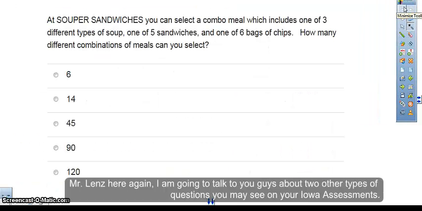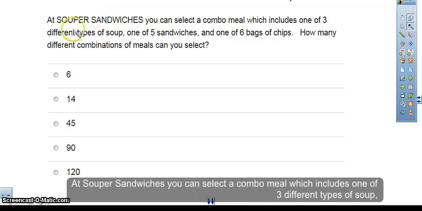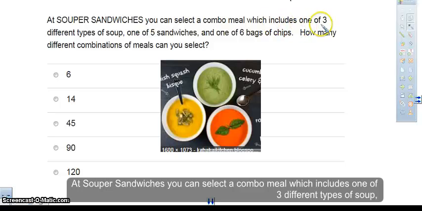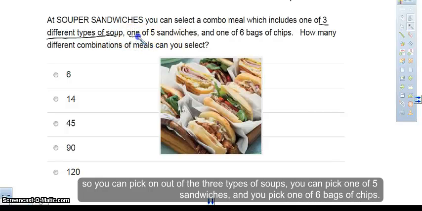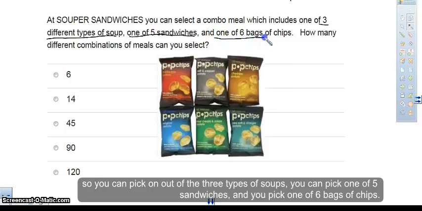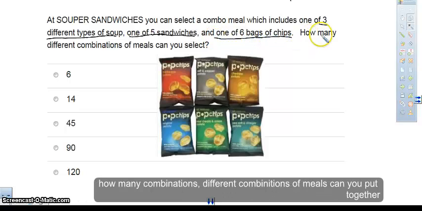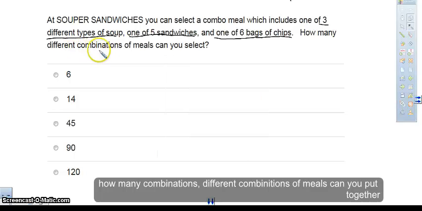Mr. Lenz here again, going to talk to you guys about two other types of questions you may see on your Iowa assessments. At Super Sandwiches, some restaurant, you can select a combo meal that includes one of 3 different types of soup. So you can pick one out of the 3 soups. You can pick 1 out of 5 sandwiches, and you can pick 1 out of 6 different bags of chips. How many different combinations of meals can you put together?